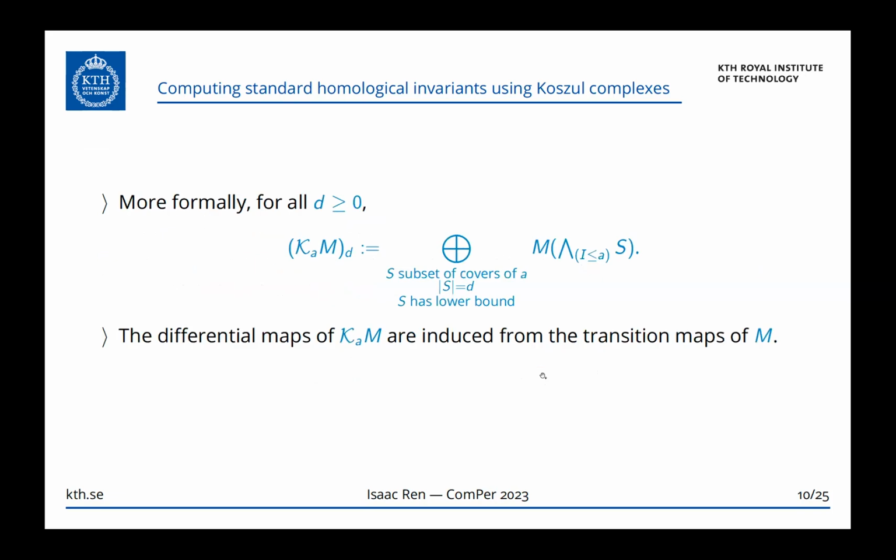There's a more formal definition here. The d-th term of this chain complex, K_d(M)(A), is: you take d covers of A with a lower bound, and then you evaluate M at that lower bound, sorry, at the meet. And the differential maps come from the transition maps of M, or structure maps, as Jerry called them. There are lots of names for it, but this is a chain complex that can be defined relatively easily from your functor.